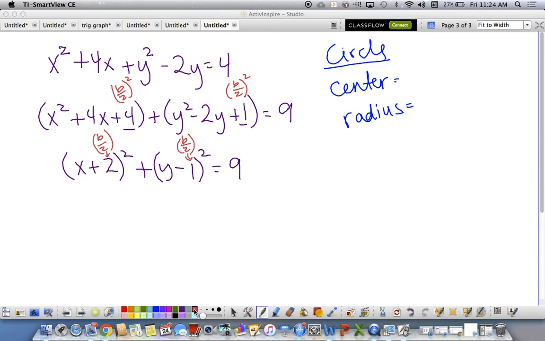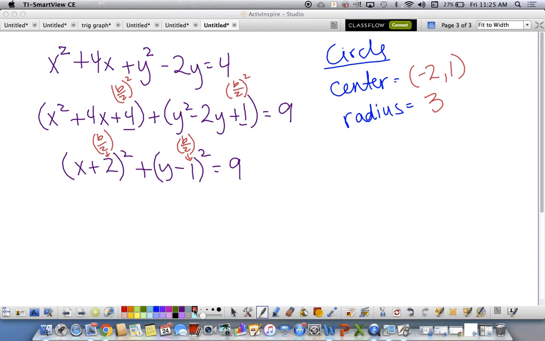And I found the standard form. So, what is our center? Go ahead, Molly. What's our center? Negative 2, 1. Radius is 3. Square root of the 9. Yes.